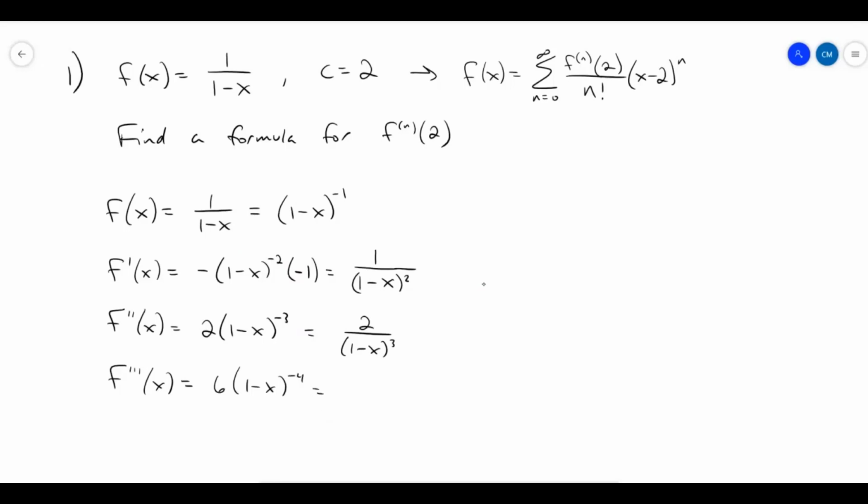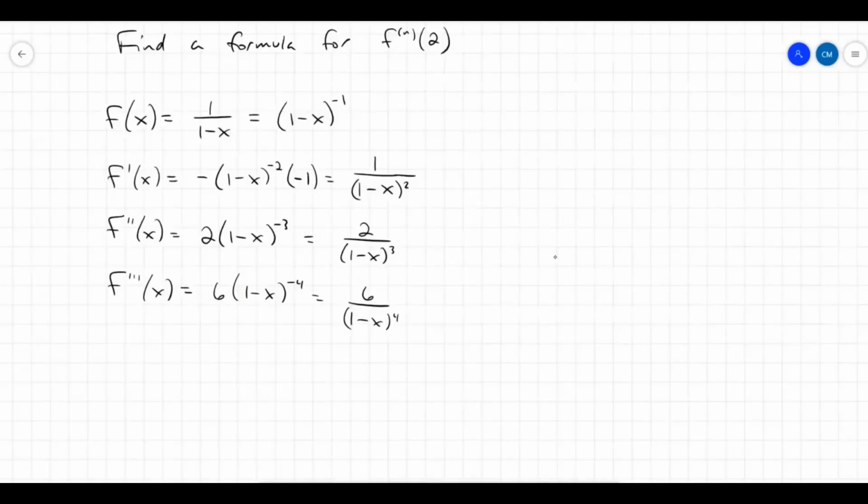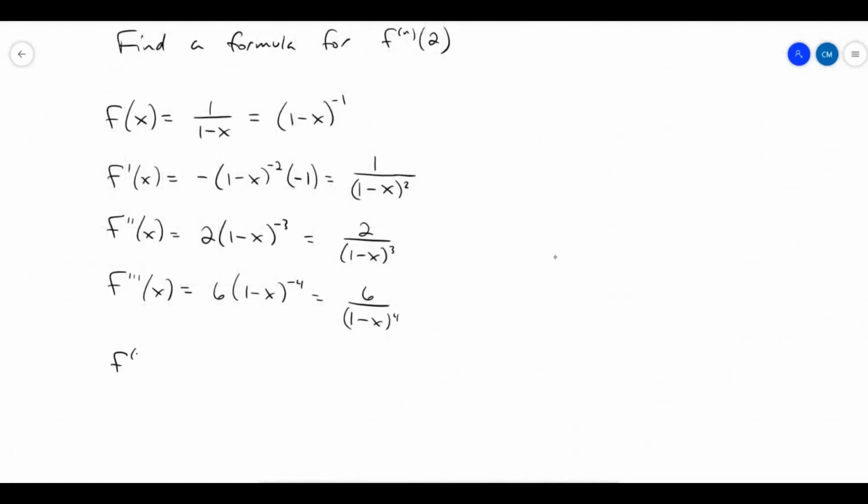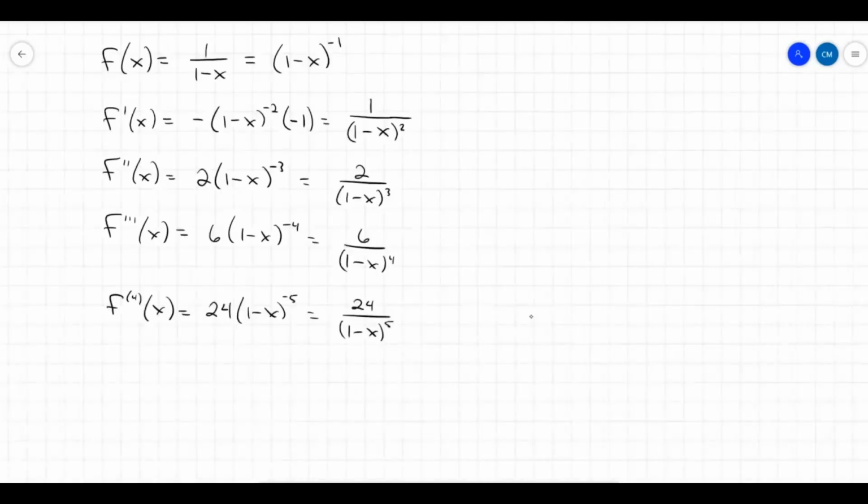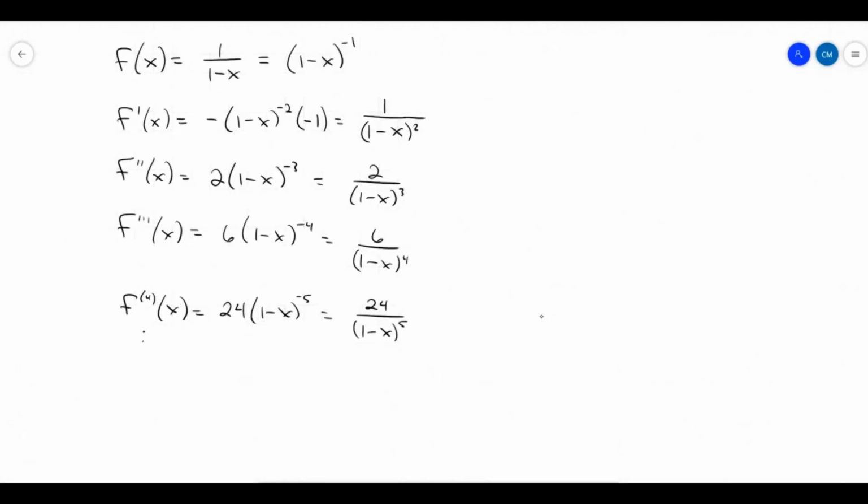And so that's the same as 6 over (1 minus x) to the fourth. I think one more is probably enough to see the pattern. Here's the fourth derivative, and so that's going to be 24, and then we'll have 24 over (1 minus x) to the fifth. So really, do we see the pattern now? I would then say dot, dot, dot. Let's see, if we just keep going, what is the formula for the nth derivative?